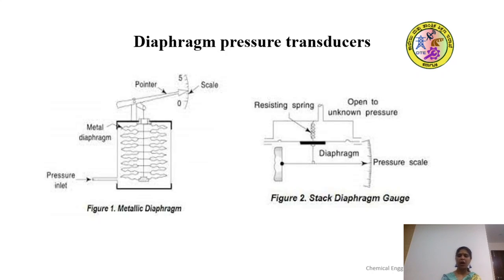This is how the diaphragm pressure transducer looks. There are two different types of diaphragm, based on the material it is made of. One is the metallic diaphragm, the other is the stacked diaphragm gauge. Just observe the diagram, so you get an idea how the instrument looks by looking at these two diagrams.